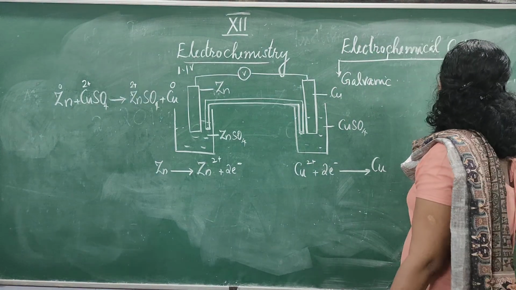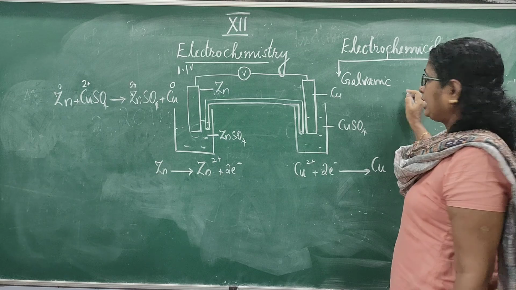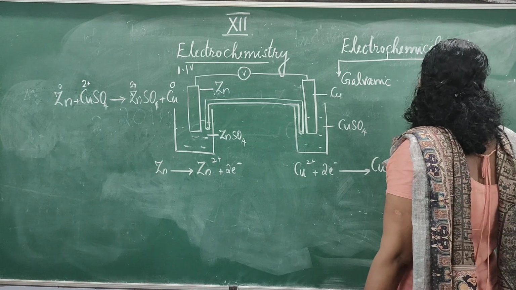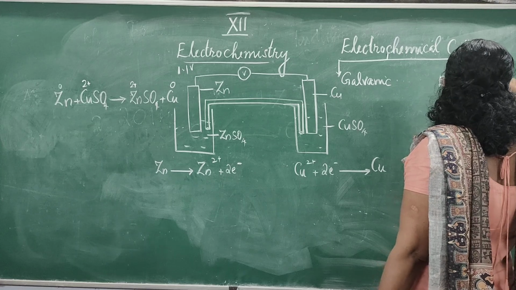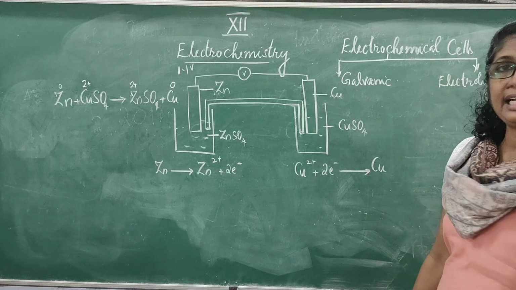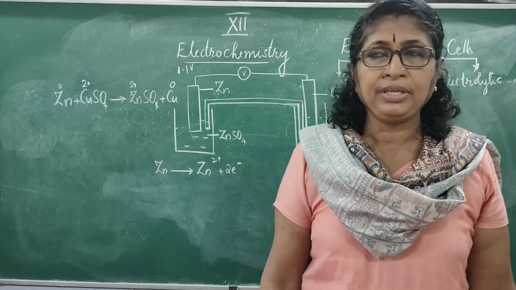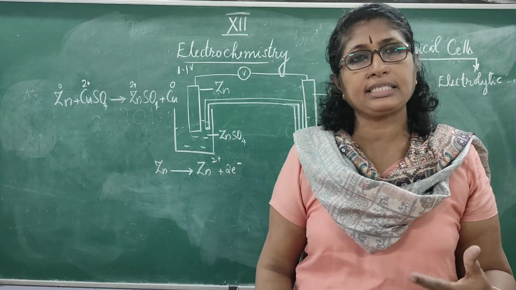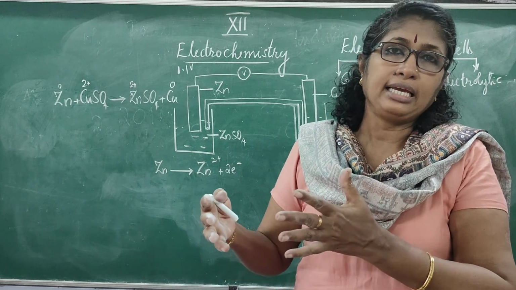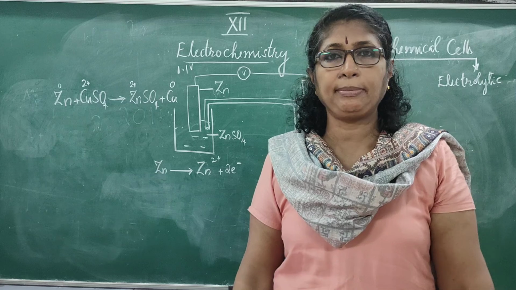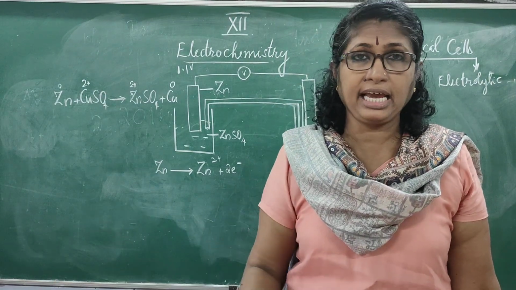Whereas in the second type of cells, electrical energy is converted to chemical energy. Such cells are called electrolytic cells. So galvanic cells and electrolytic cells are the two different types of electrochemical cells. In galvanic cells, chemical energy is converted to electrical energy, whereas in electrolytic cells, electrical energy is converted to chemical energy, and a non-spontaneous chemical reaction is carried out.